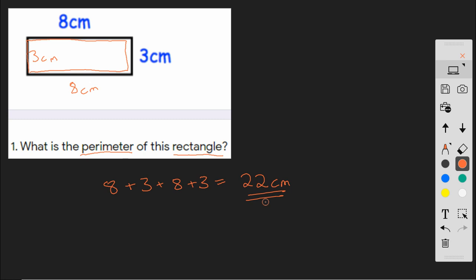Now, as yesterday, if we need to practice this a little bit more, then a Century nugget to go and do is going to be 30.02.